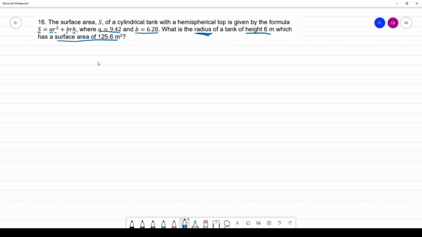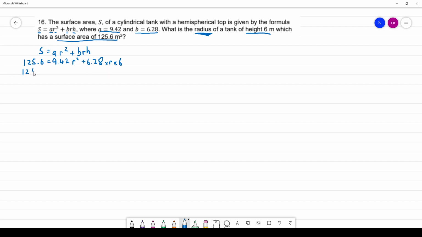So this tricky looking equation, we just have to sub everything in and see what we get. So S equals AR squared plus BRH. S is surface area, so that's 125.6. A is 9.42. We don't know what R is, so we leave it as R squared, plus B, which is 6.28, times R times 6. I can multiply the 6.28 and the 6.